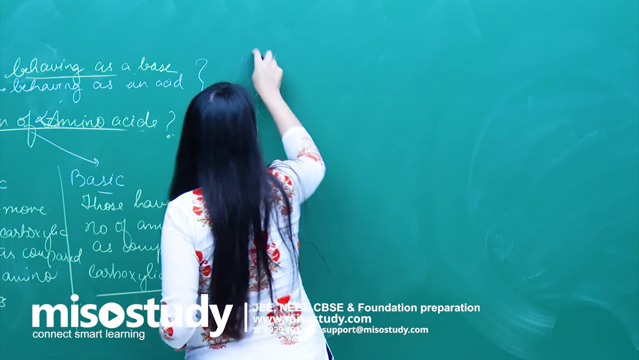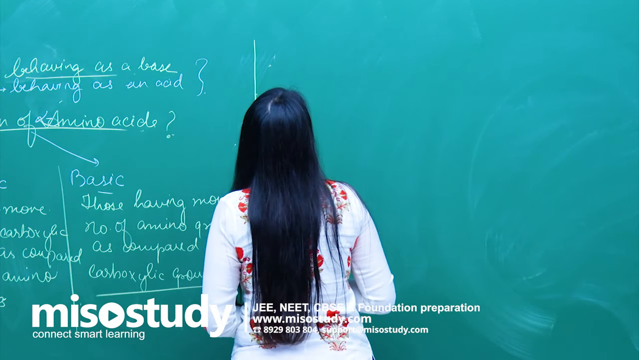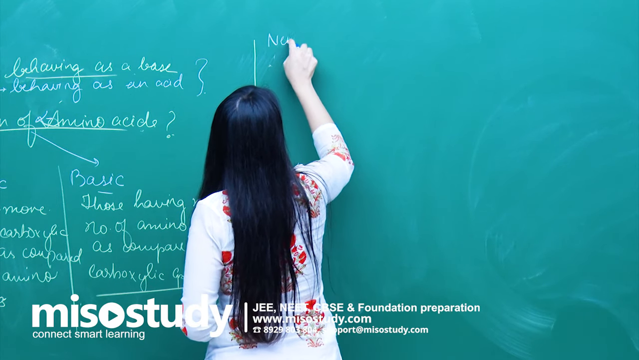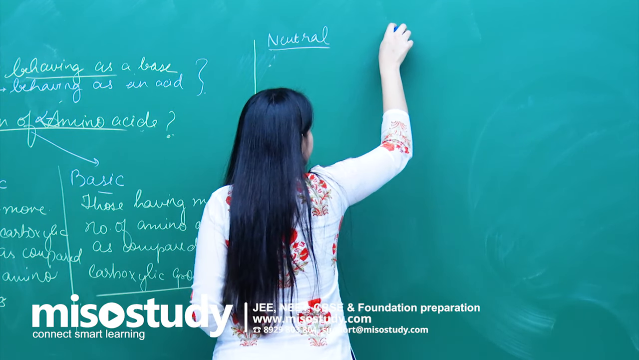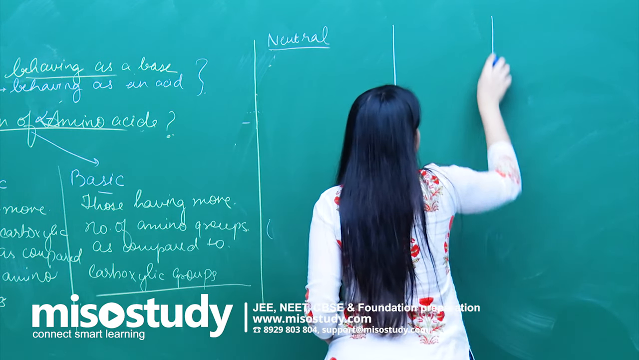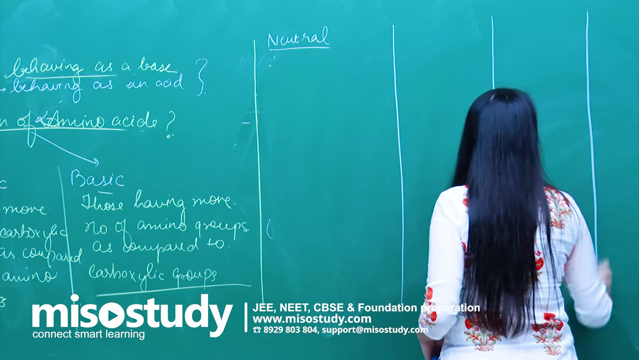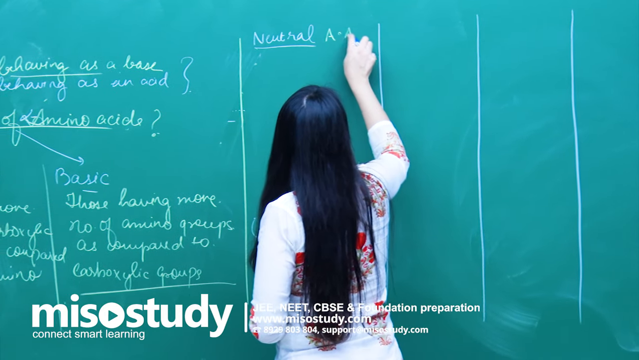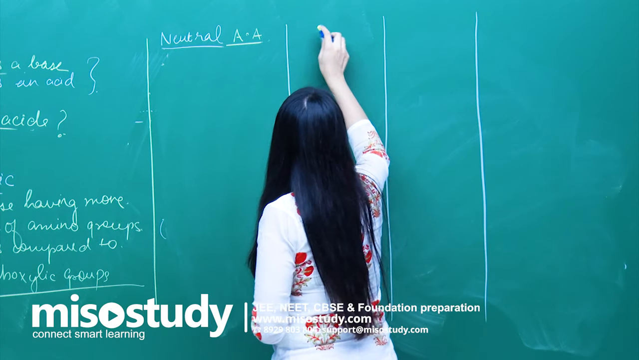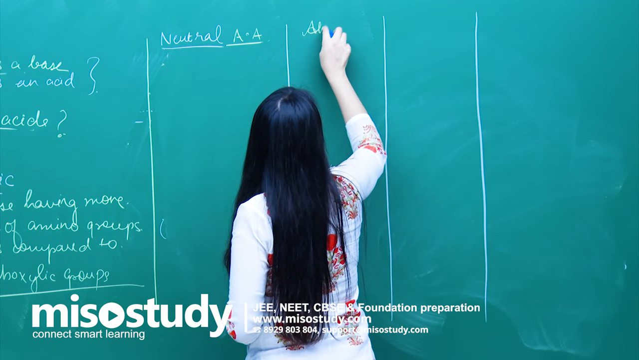So here, what do we have? Under the category of neutral, I'm just taking up a few examples. In the book, you may find many examples related to it. So the neutral amino acids, AA, I'm writing it down. And this is for the abbreviations used.